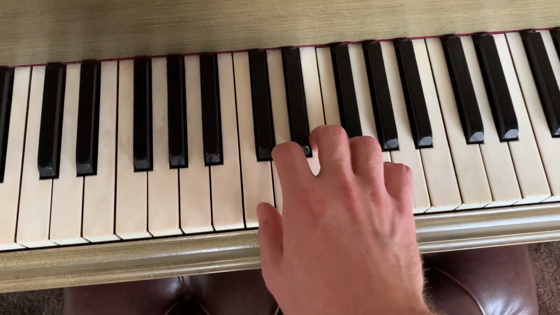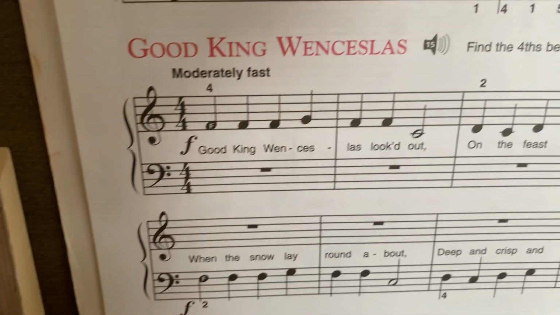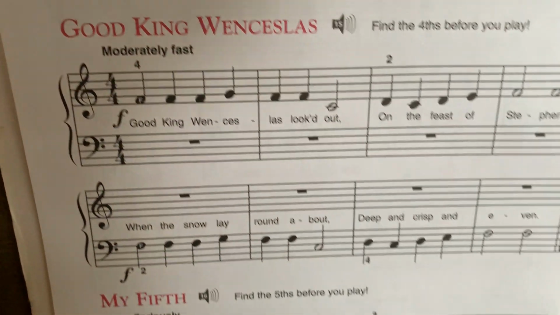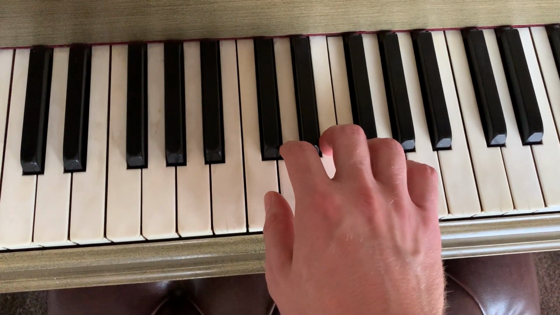Okay, so let's put all 4 measures together and play it, and look back at the music, and you can see that the dynamic marking is F for forte. So we have to play this reasonably loud. So here we go, the first system.